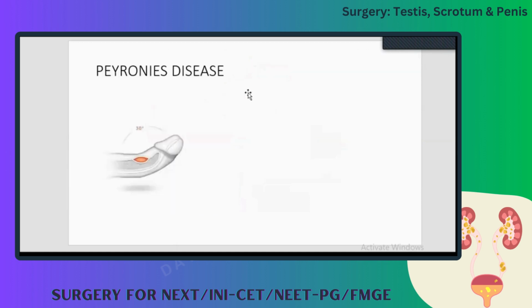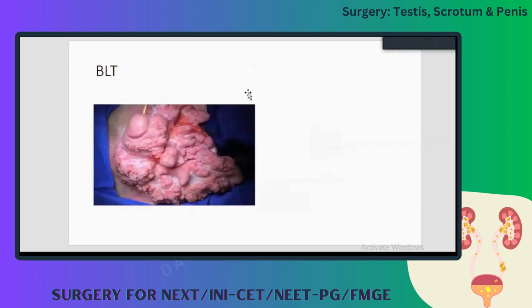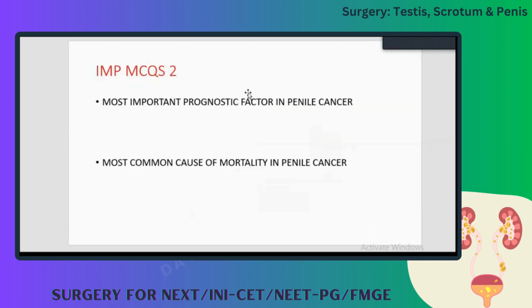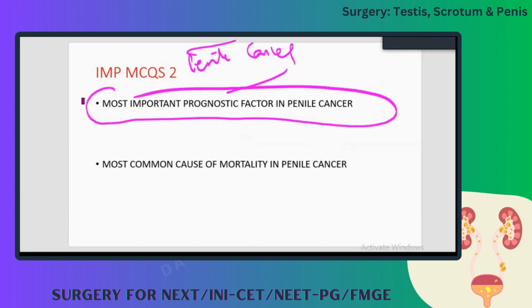Peyronie's disease. The penis will be in a slanted position. It is in a bend. The penis will bend during erection. This is Peyronie's disease. Priapism is prolonged erection. This is all known. Penile cancer. In penile cancer, the most important prognostic factor in penile cancer. This is the fourth one. What is the most important prognostic factor in breast cancer?